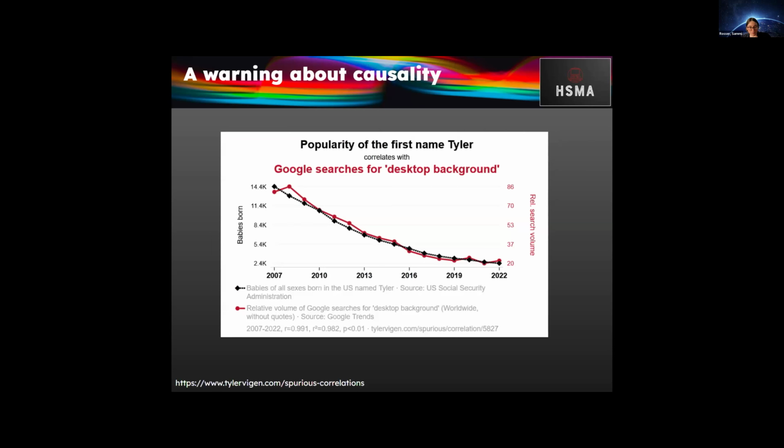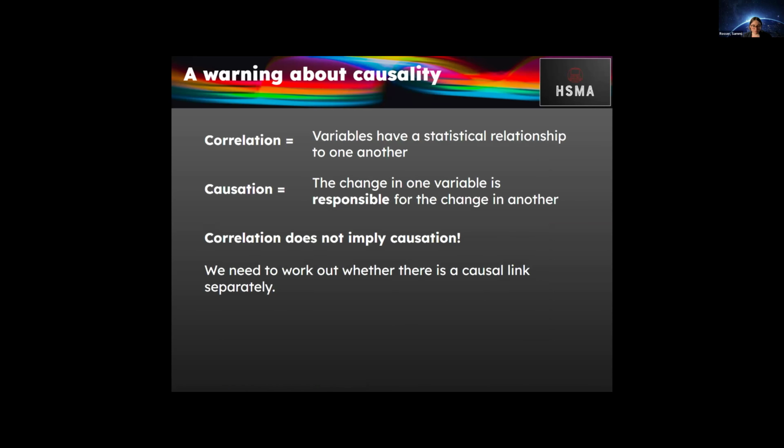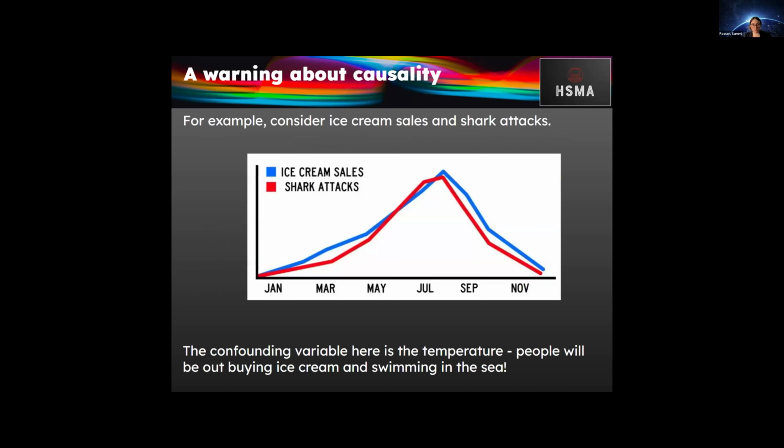But if we replace that with something like, you know, my kidney function levels and patient mortality, and they track perfectly, or some other, you know, vitamin B levels and patient mortality, something like that, there could be something else going on in between. So we have correlation, where variables have some sort of statistical relationship to each other. We also have causation, the change in one variable actually being responsible for the change in another. And just having correlation is not enough to imply causation. We do need to work out separately whether there is a causal link. And today, all of the techniques we talk about are not doing that.